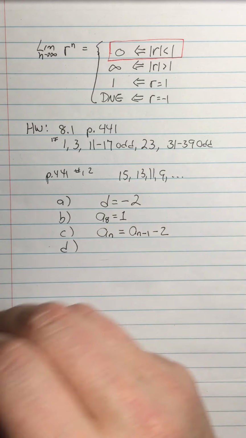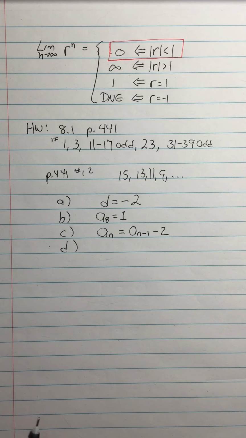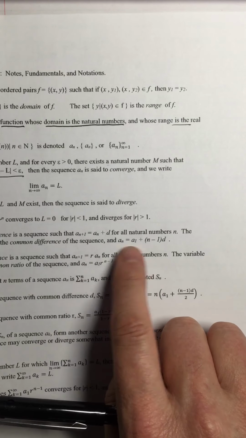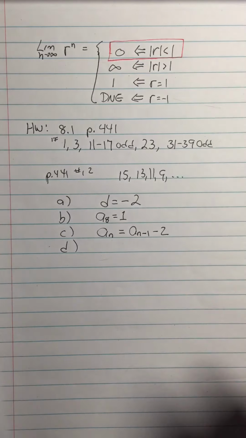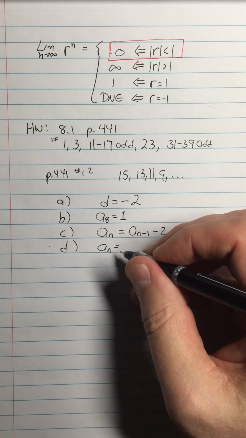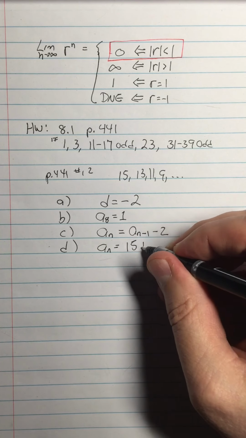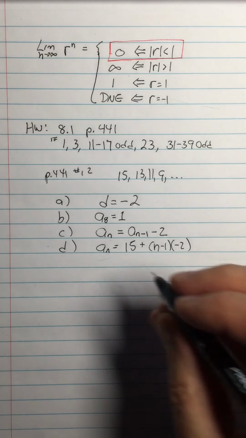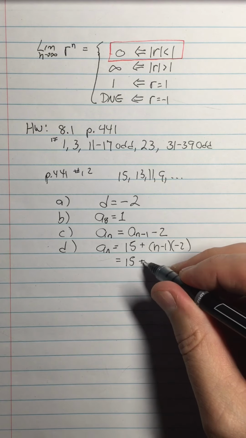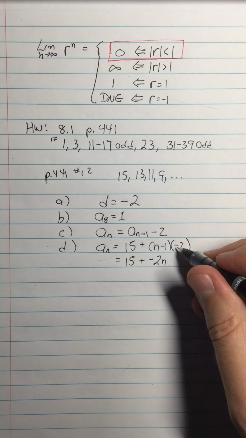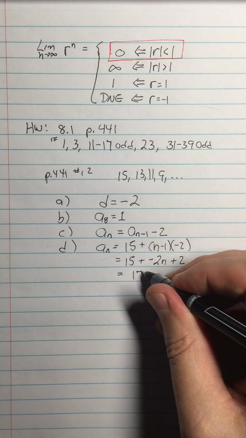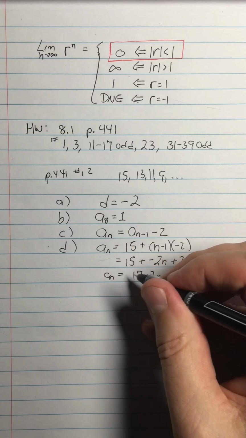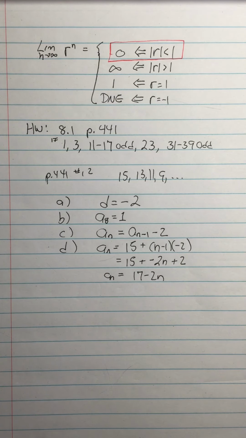Okay, and then D is an explicit rule. For the explicit rule, because I can't remember, I'm going to cheat and look at this. Oh yeah, here's our a sub n equals a sub 1 plus n minus 1 times d. So a sub n equals a sub 1, which is 15, plus n minus 1 times negative 2. You could probably just leave it like that. But it's nice to simplify: 15 minus 2n plus 2, so you could say 17 minus 2n. So that's nice: a sub n equals 17 minus 2n. All right, that's how you do things like number 12.